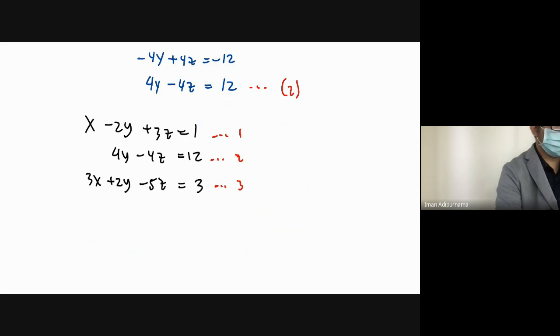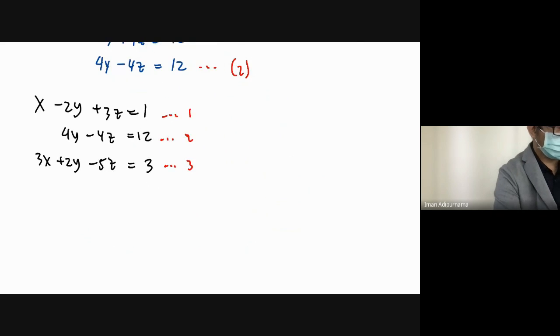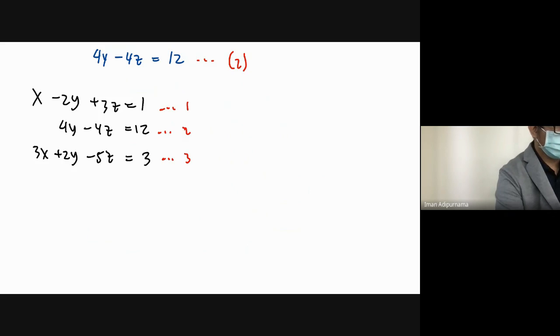Okay, the same way, now we need to remove the x terms from the third equation and one equation. The first and third equation. Okay, so at 1 and 3, this will be 3x minus 6y plus 9z equal 3. So this is equation 1 multiplied by 3.